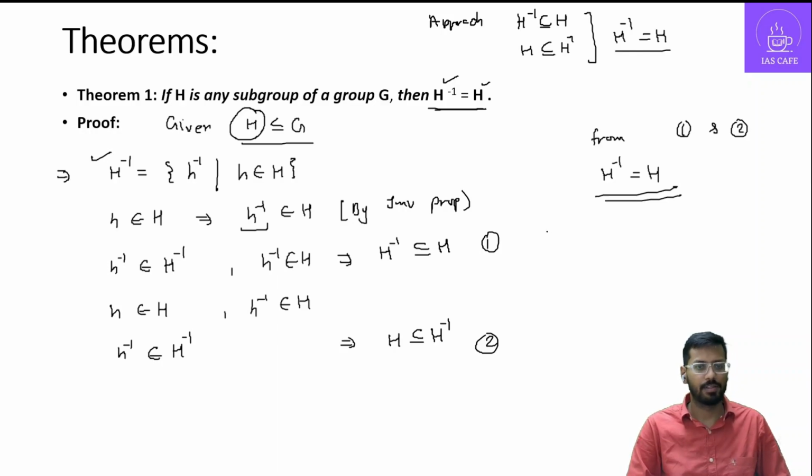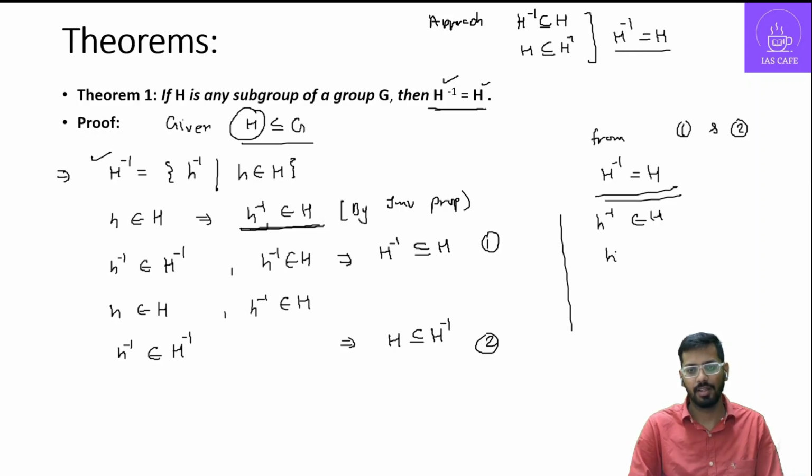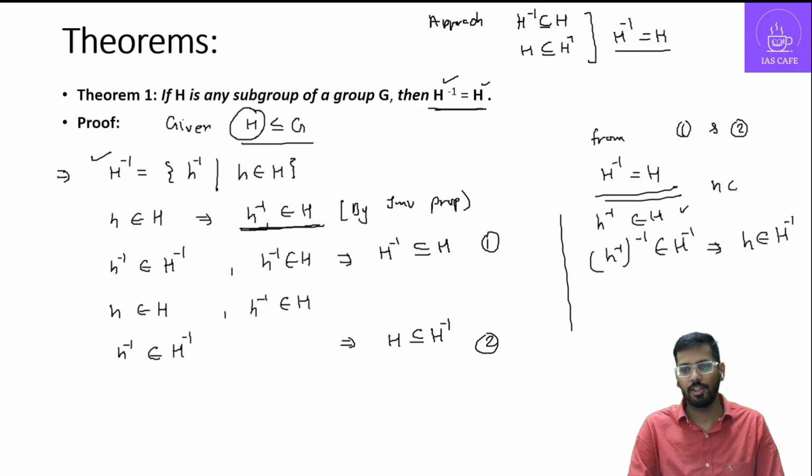Okay, so this is simple. And here we could also have taken it differently: given this, take its inverse. So if you take h inverse belongs to H, then by the definition of capital H inverse, we can say h inverse whole inverse should belong to H inverse. That implies h belongs to H inverse. So from this, initially we take h belongs to capital H, that means h inverse belongs to H. From this we got h belongs to capital H inverse. So from this we can say H is a subset of H inverse.